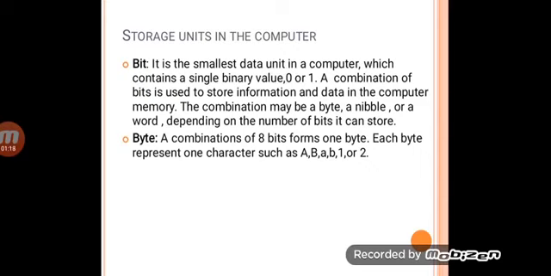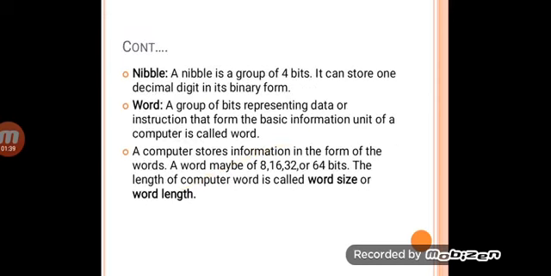Now, what is a byte? A combination of 8 bits forms one byte. Each byte represents one character, such as capital A, B, small a, b, 1 or 2. Next is the nibble. A nibble is a group of 4 bits. It can store one decimal digit in its binary form.